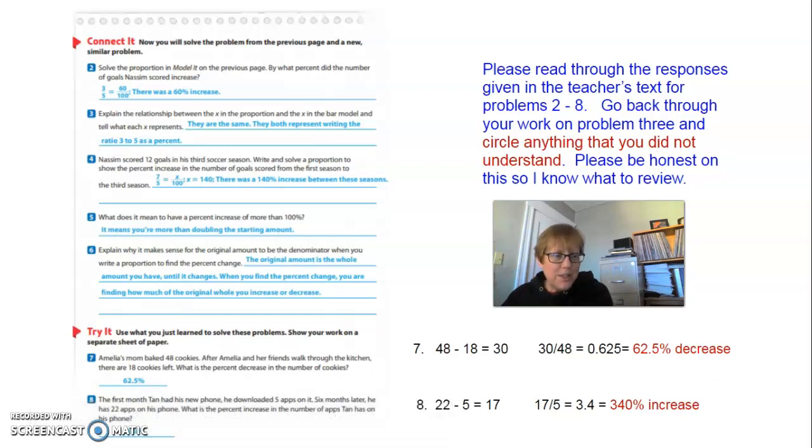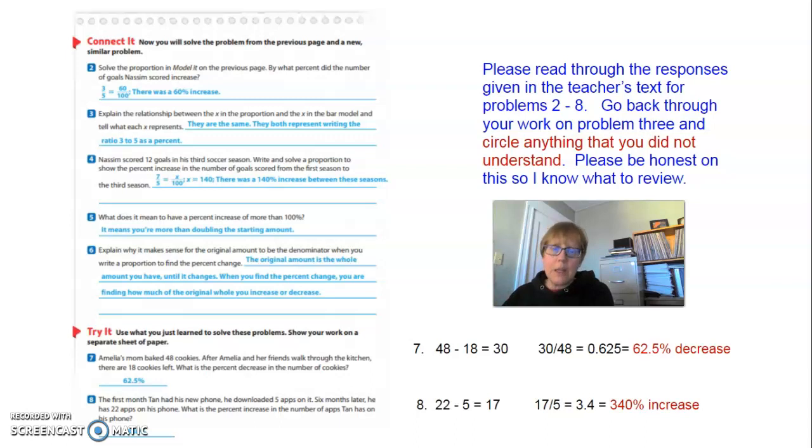All right, let's look at number 7 real quick. It says here, the first month, Tan had his new phone. He downloaded 5 apps on it. 6 months later, he has 22 apps on his phone. Well, that makes sense, right? What is the percent increase in the number of apps Tan has on his phone?